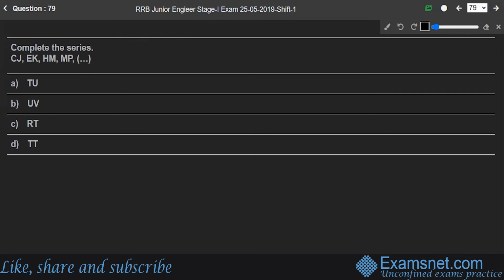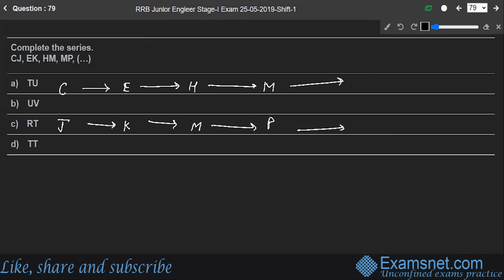You have to complete the series. To answer the question, again, I need my alphabetical place value table. We already drew the table a couple of questions back, so please refer to that table. I'm going to use that table in this question as well. Okay. So you have C, J. It moves to E, K, which further moves to H, M, and P. So further it moves to what?